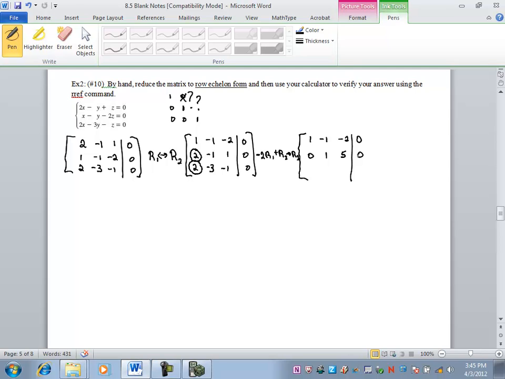And then I'm going to take negative 2, multiply by row 1, add to row 3, and this will give me my new row 3. Negative 2 times 1 is negative 2, plus 2 is 0. Negative 2 times negative 1 is positive 2, minus 3 is negative 1. Negative 2 times negative 2 is 4, minus 1 is 3. And then negative 2 times 0 is 0, plus 0 gives me 0.